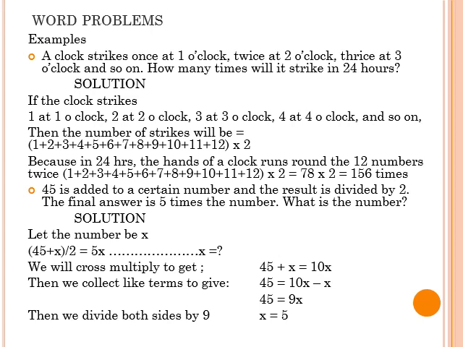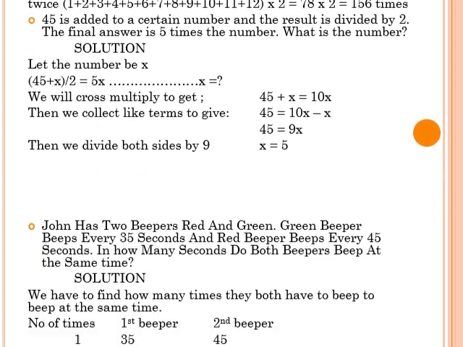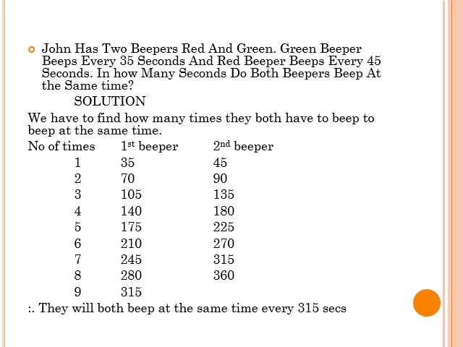Therefore, 45 is equal to 9x. Then we divide both sides by 9 to get the value of x. And we can see that x is equal to 5. That is the number. The number is 5. That certain number here is 5. Good. We move on to the next example.